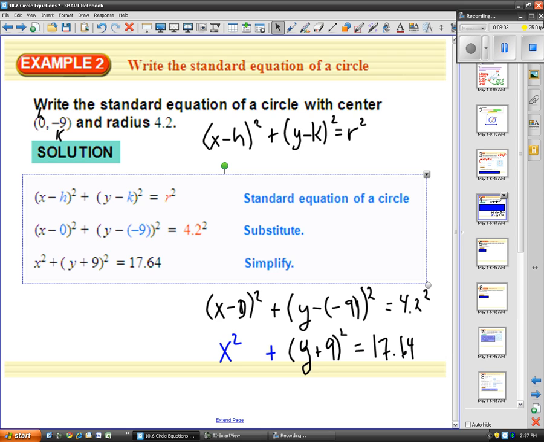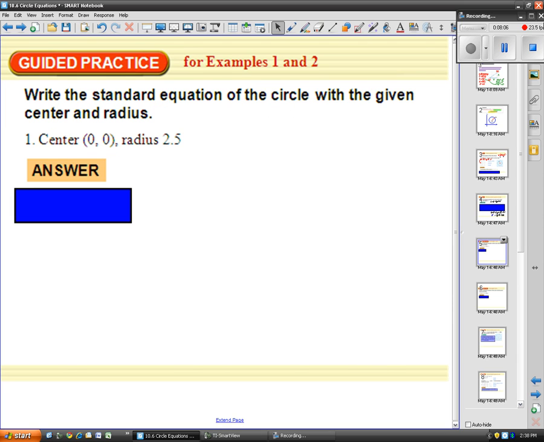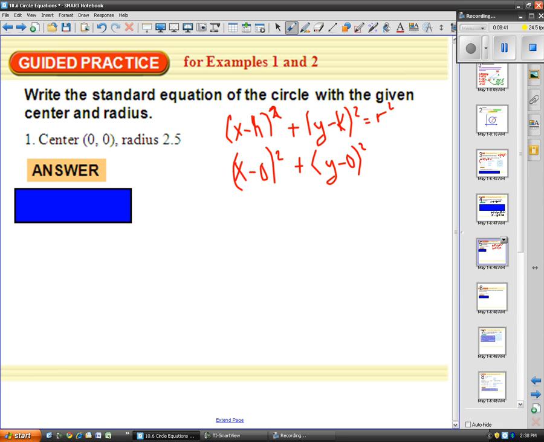So now they're asking us to write a standard equation for a circle with a given center of 0, 0 and a radius of 2.5. Now this is very much like the first example that I gave you, and so you need to start with our equation, which is (x - h) squared plus (y - k) squared equals r squared. And so knowing that equation, I know that h and k are both 0, so (x - 0) squared plus (y - 0) squared will equal 2.5 squared.